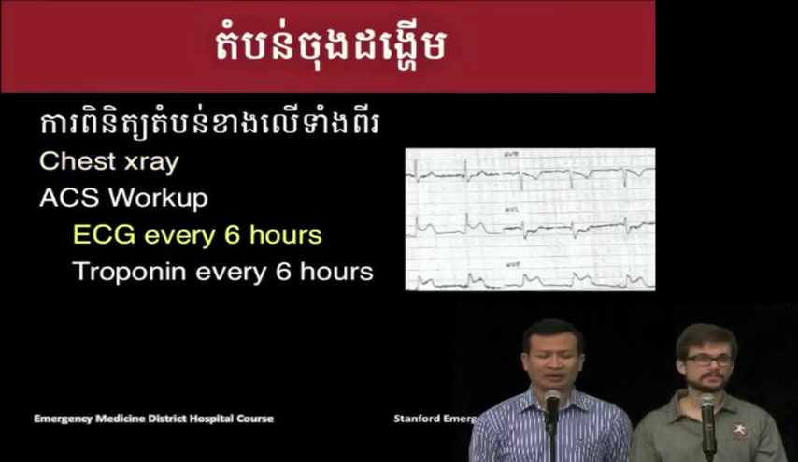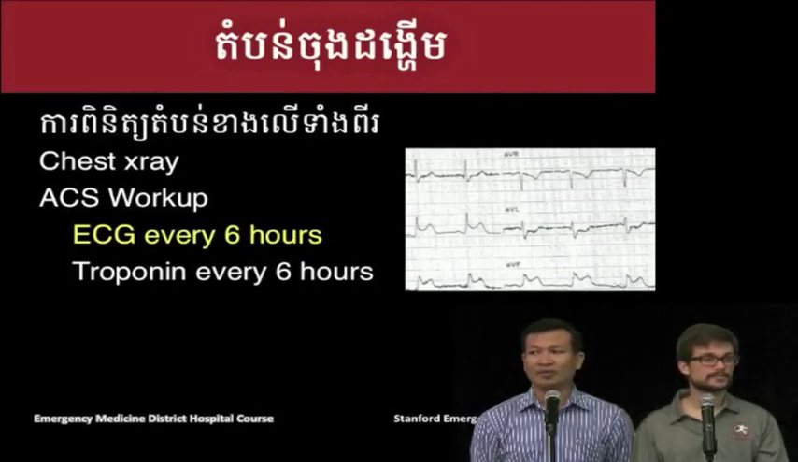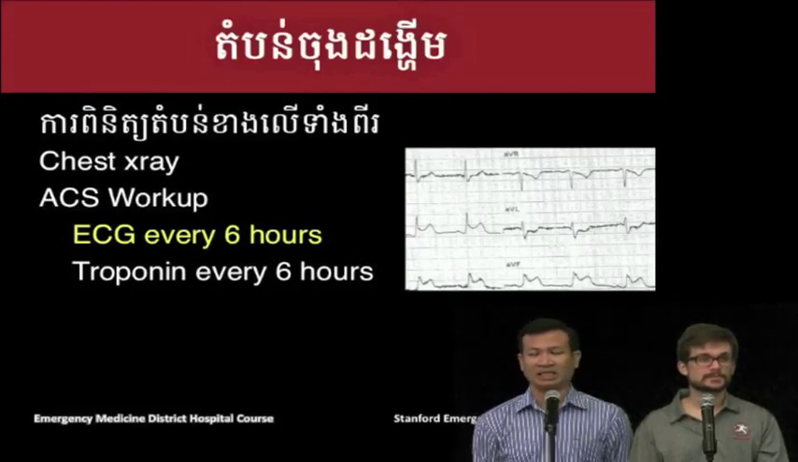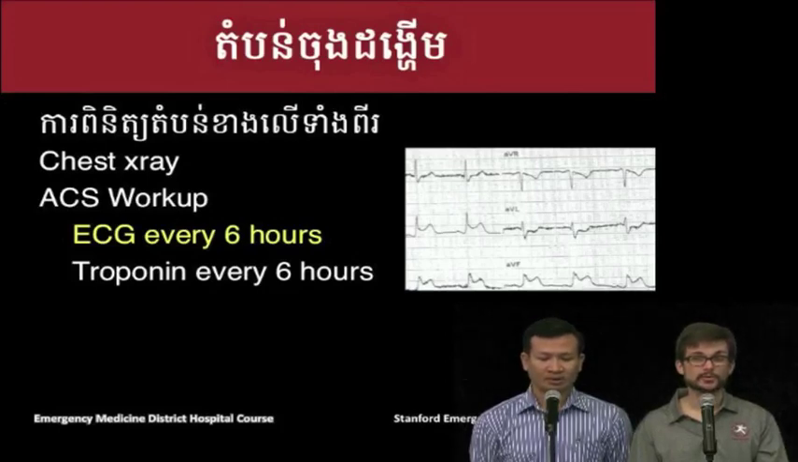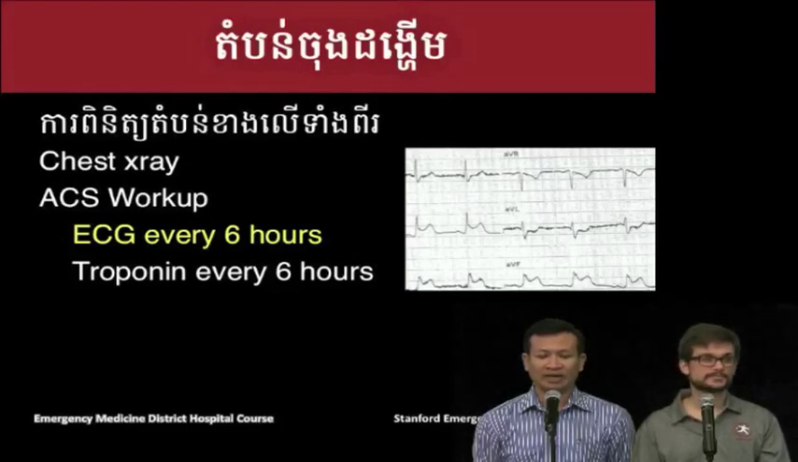This includes obtaining an EKG every 6 hours, and a troponin if one is available to you. On the screen is the image of an EKG in a patient who presented in Cambodia with epigastric pain and no chest pain. They were having an inferior myocardial infarction. They received aspirin, and their Khmer physician saved their life.